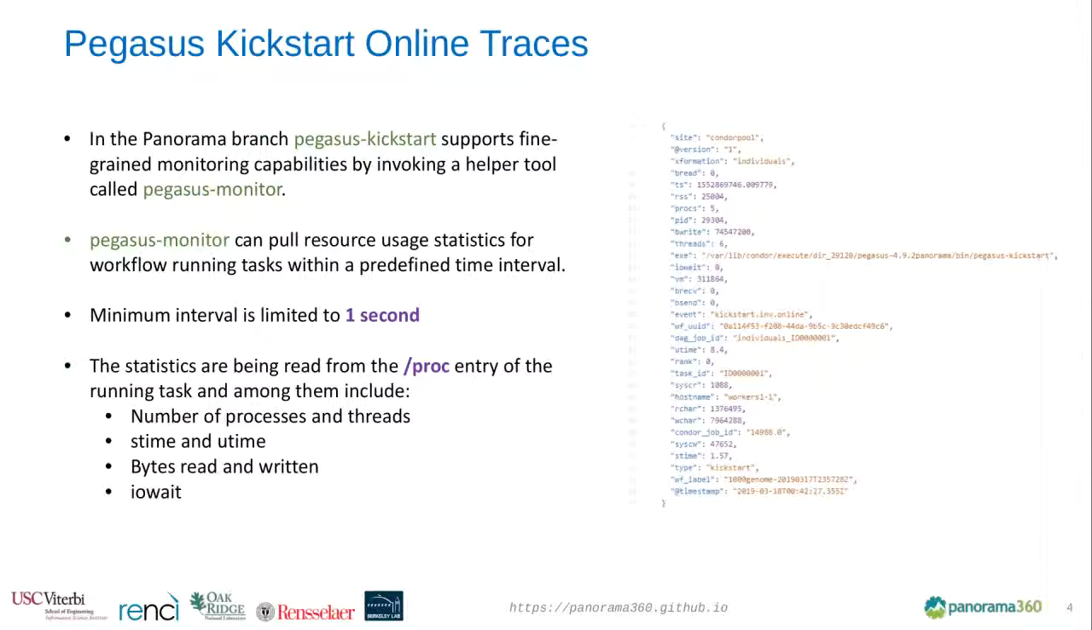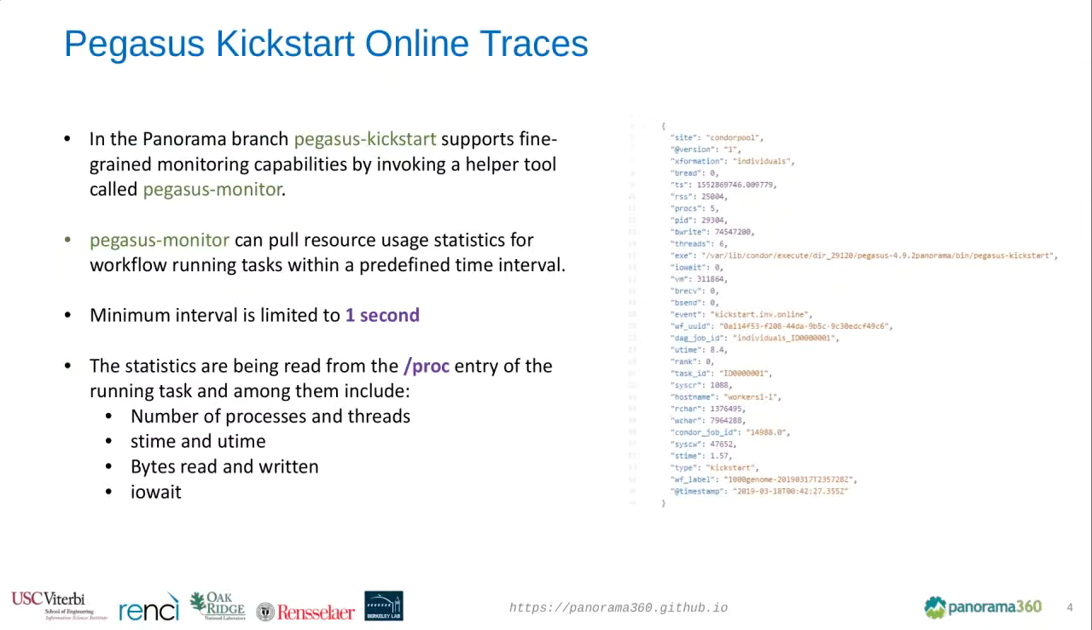Pegasus Monitor uses the /proc entry of your running task, and among the resource usage attributes that it collects, you can find number of processes and threads, the time spent on system and user space, bytes read and written, and the I/O wait. So you can find an example of the collected attributes on the right side of this slide, and as you can see, it's in JSON format.